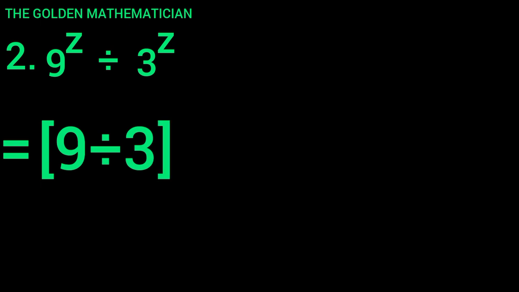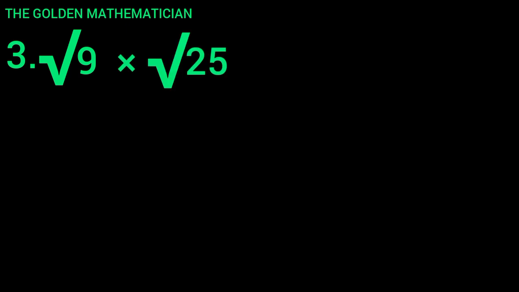Question 2 says 9 raised to the power of z divided by 3 raised to the power of z. So basically the same rule applies. Our answer is simply going to be 9 divided by 3 all raised to the power which they both share, which is z in this case. So our answer will be 3 raised to the power of z. Easy peasy. So let's move on to number 3.